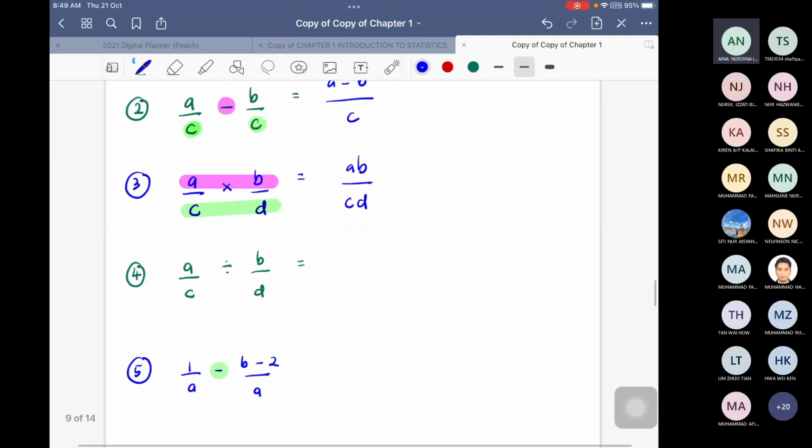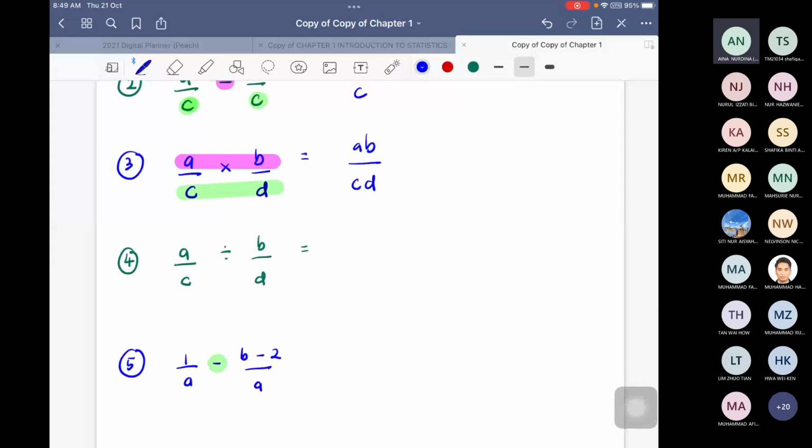Okay, but in terms of bahagi, bahagi ni dia lain sikit. So what happens is that, kalau you ada operasi bahagi, so you kena tukar dia dalam bentuk darab. So ni dia akan jadi A per C, yang pecahan kat depan ni dia retain, dia still adalah A per C. Tapi bila kita tukar operasi bahagi ni jadi darab, automatically pecahan dekat belakang ni, dia akan jadi upside down. So kita kena terbalikkan dia. So instead of B over D, dia akan jadi D over B.